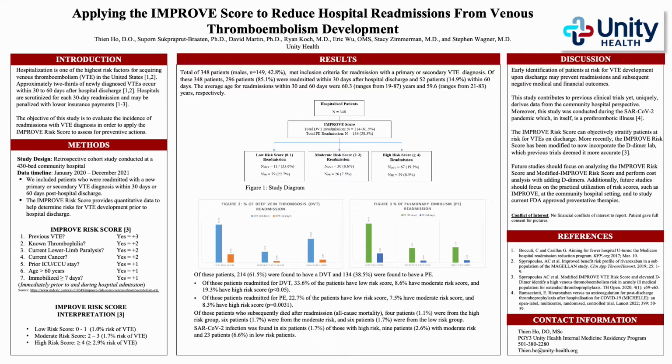Hospitalization is one of the highest risk factors for acquiring venous thromboembolisms, which include both deep vein thrombosis and pulmonary embolisms. Alarmingly, 2 out of every 3 newly diagnosed VTEs occur within 30 to 60 days after hospital discharge. The prevalence is perhaps greater as asymptomatic VTEs are often not recognized nor treated, leading to increased morbidity and mortality. Financially, medical institutions are being scrutinized for every 30-day hospital readmission and penalized with reductions in insurance reimbursements.